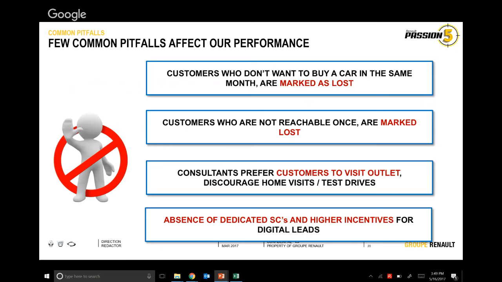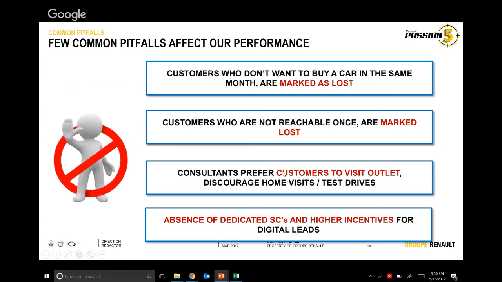Reach him out at that particular time where the customer wanted. If he tells you to reach him at 4 o'clock, you should be able to call at 4, because if you call at 5, he might be engaged with something else and might not pick up your call. So this is also very important: the customers who are not reachable or who are not attending your calls, don't just mark them as lost. Keep trying them, because if they have dropped the lead, they are interested in buying a car.